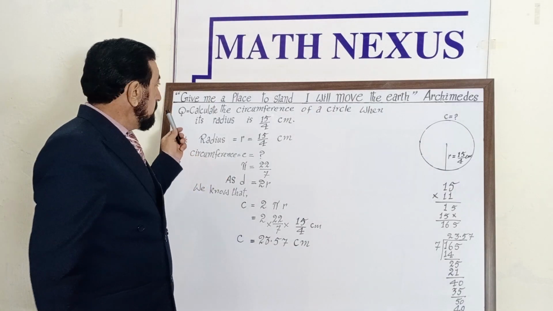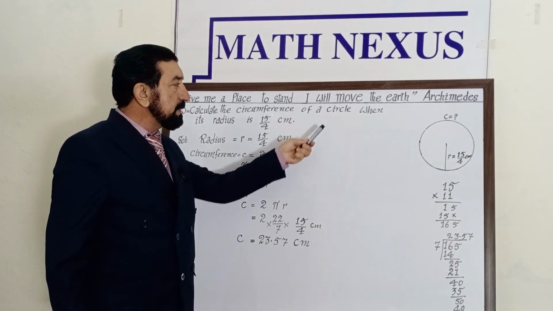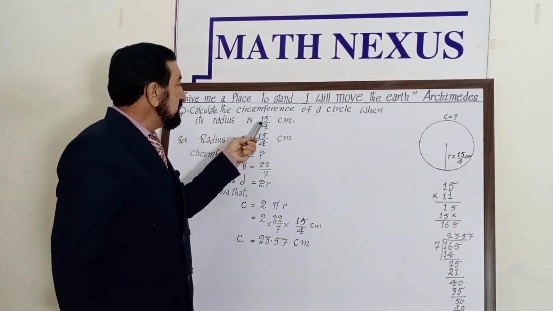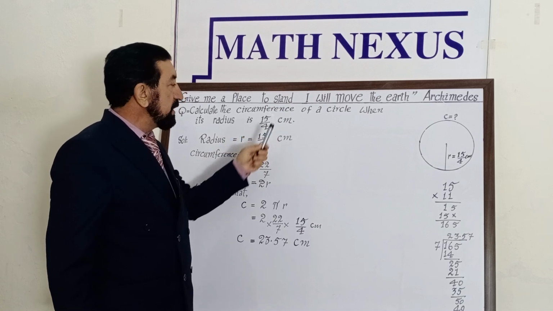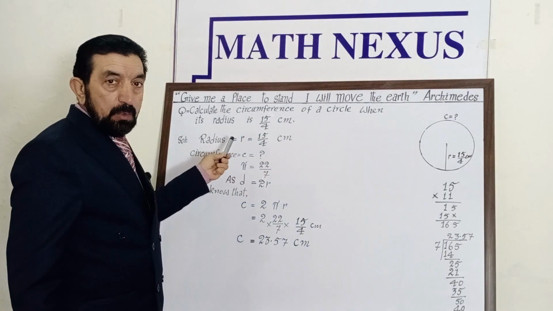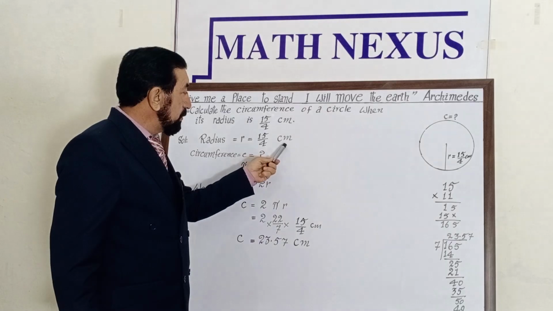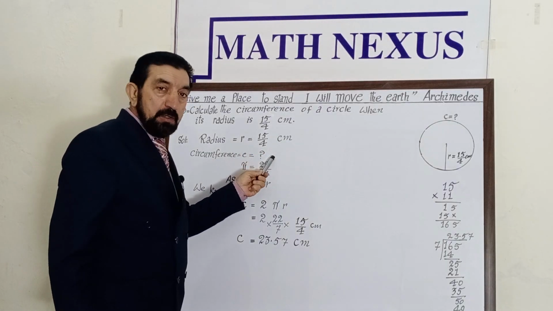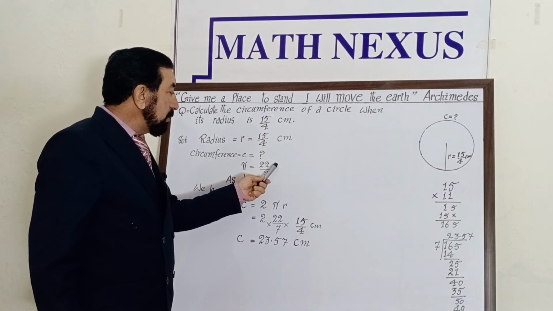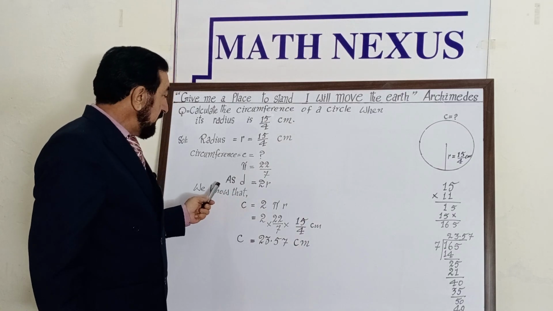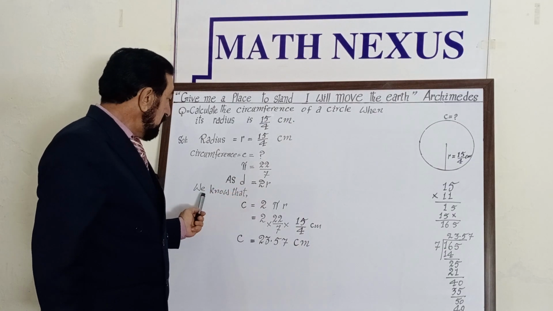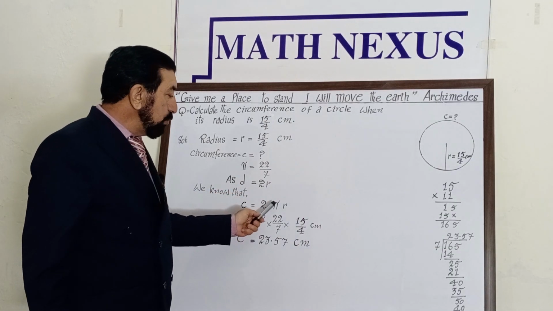Look at the question. Calculate the circumference of a circle when its radius is 15 upon 4 centimeter. Radius equal to r equal to 15 upon 4 centimeter. Circumference c equal to unknown. Pi equal to 22 upon 7. As d equal to 2r, we know that c equal to 2 pi r.